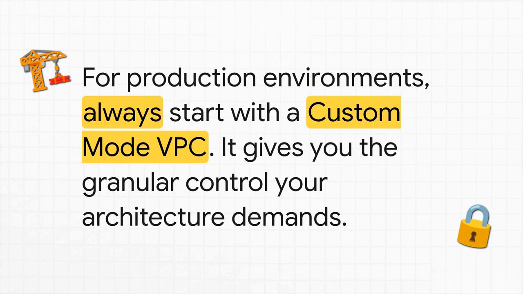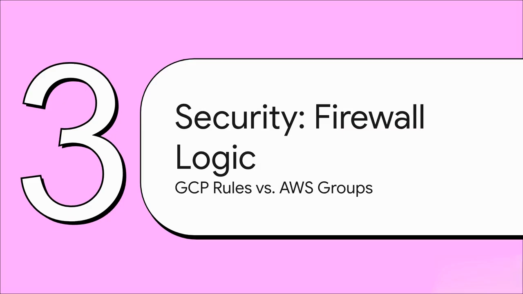It's the professional standard, and it gives you the absolute control over your network that any real architecture requires. Okay, we have our global, custom VPC, we've defined our subnets, now we've got to secure it. And this is probably the other biggest mental hurdle to get over when you're coming from the AWS world. We need to forget about instance-attached security groups and learn to think in terms of VPC-level firewall rules.